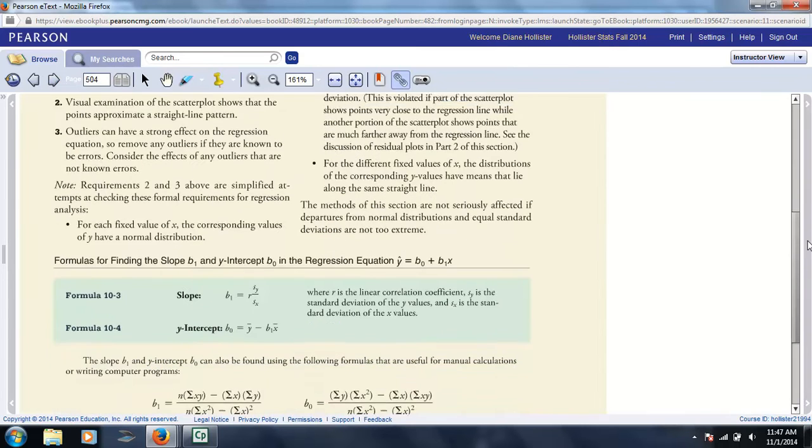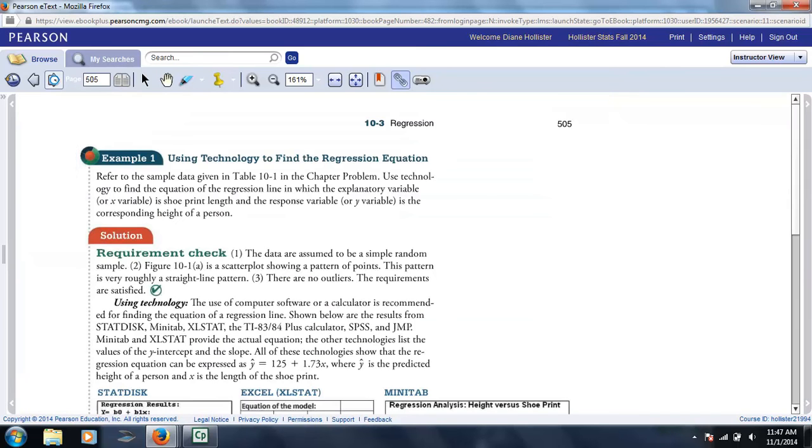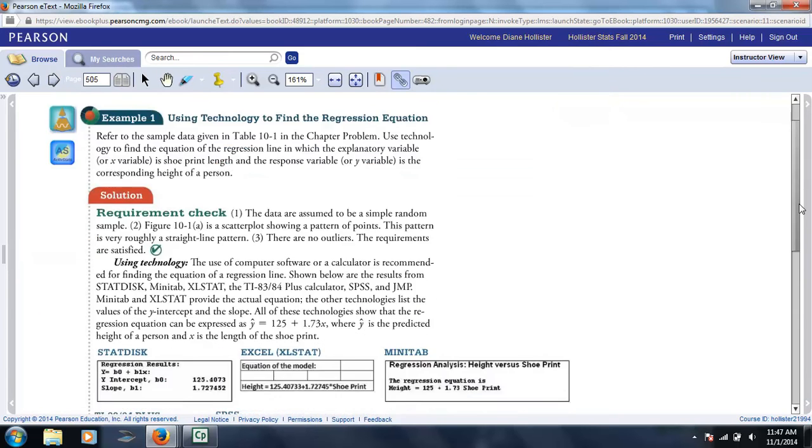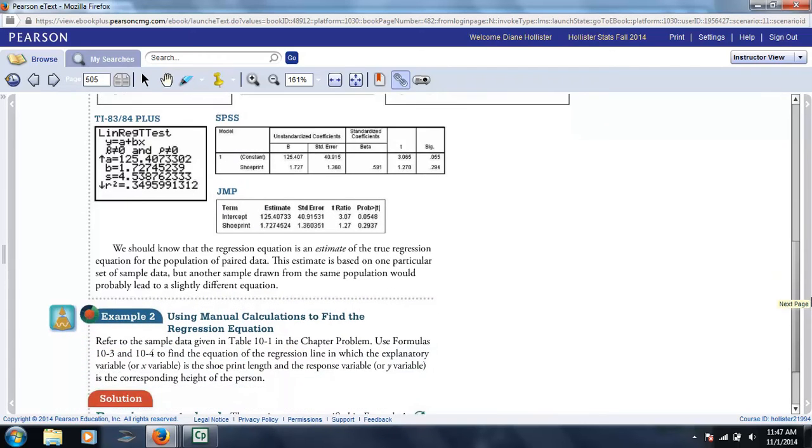Again, we're not doing this by hand. StatCrunch is going to do this nicely for us, but you can see the formulas are here. And we're going to, of course, use technology. You can see some different examples here of other technologies as well.